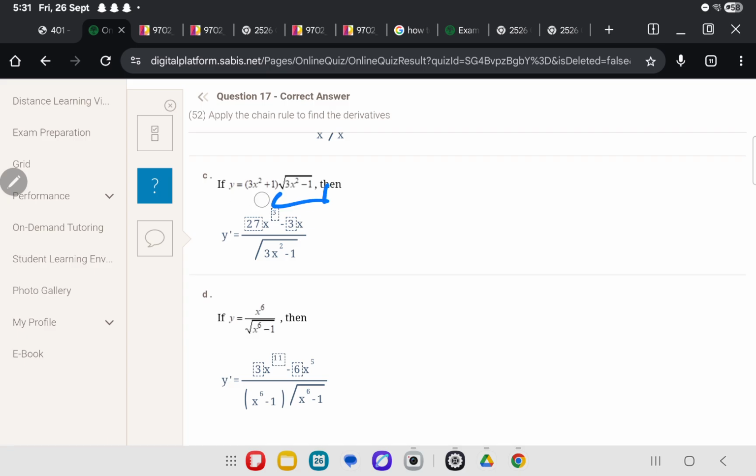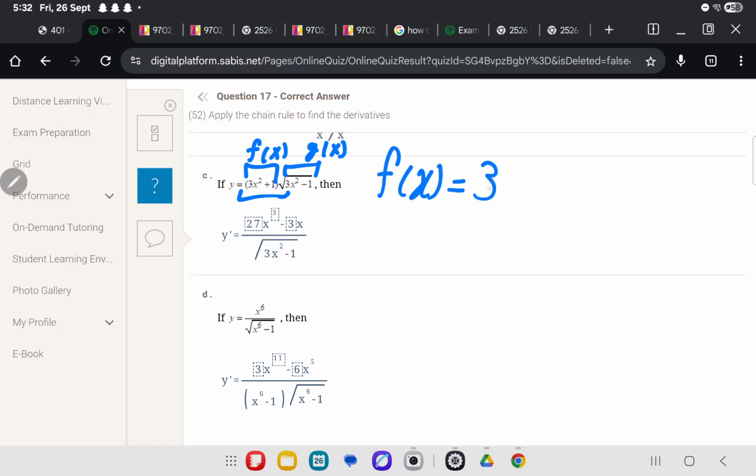This is just on itself, 3x squared plus 1, it's by itself. So this is going to be f of x. Because I'm using chain rule mixed with product rule, I'm just going to use f of x and g of x. This is f of x, this is going to be g of x. Now f of x is equal to 3x squared plus 1. Then f prime of x is equal to 6x. Okay, done, that's it.